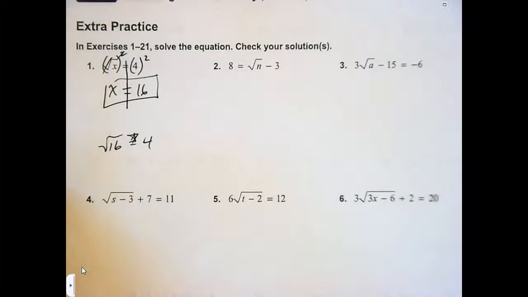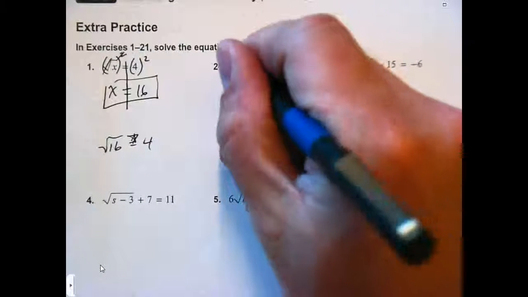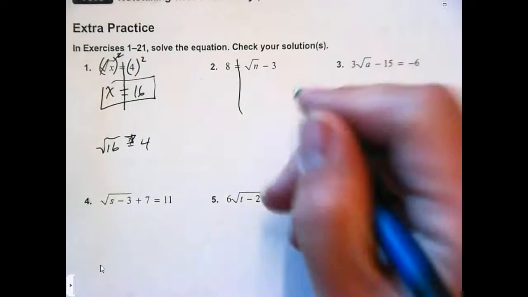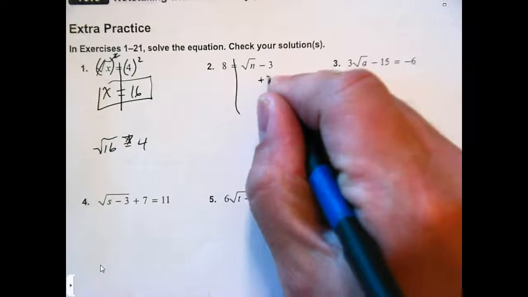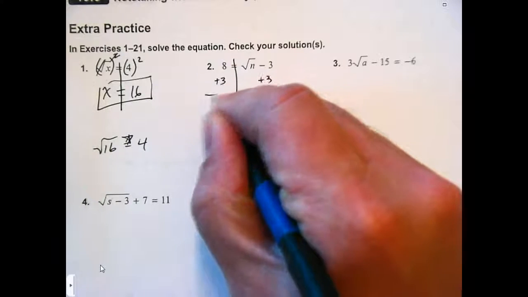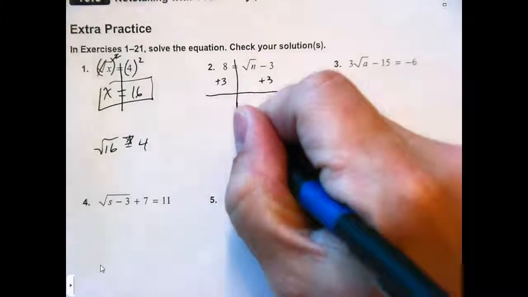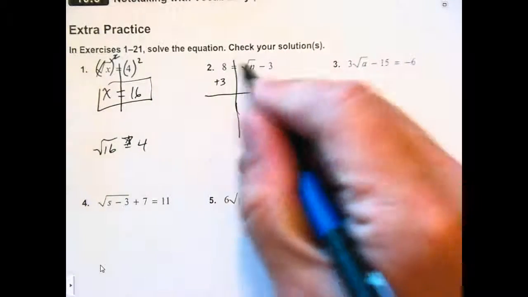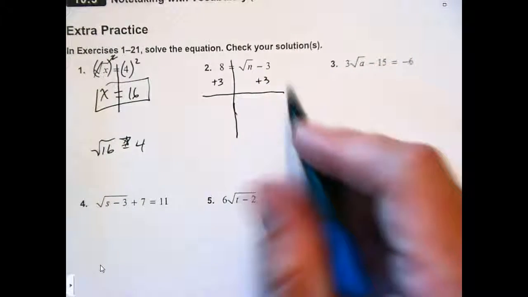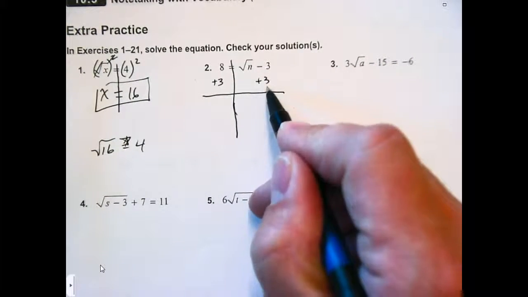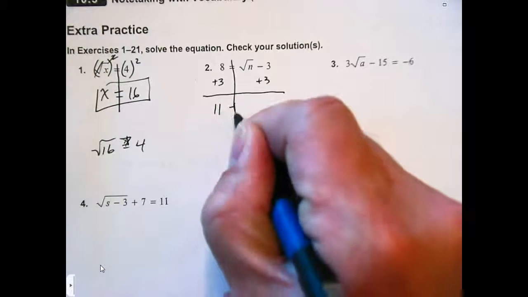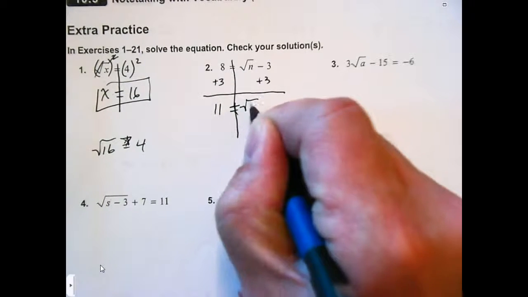Good job. Okay, everyone give number 2 and number 3 a go, please. Number 2, what's the first step? Plus 3 on both sides. When we're dealing with addition and subtraction, just like in any equations, move the addition and subtraction pieces first. So you're subtracting 3, so add 3 to both sides. So you get 11 equals the root of n.